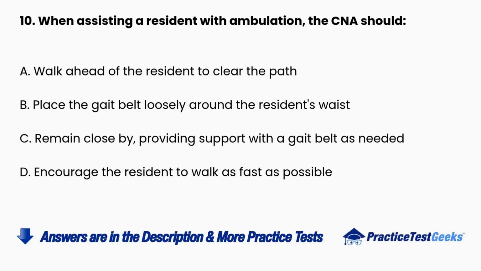10. When assisting a resident with ambulation, the CNA should: A. Walk ahead of the resident to clear the path. B. Place the gait belt loosely around the resident's waist. C. Remain close by, providing support with a gait belt as needed. D. Encourage the resident to walk as fast as possible.